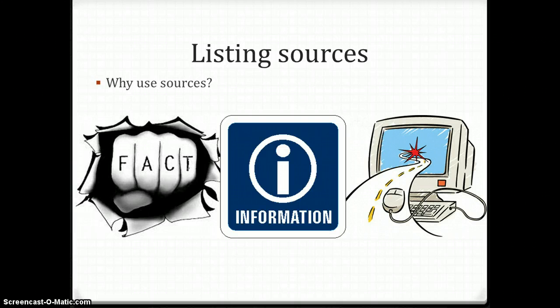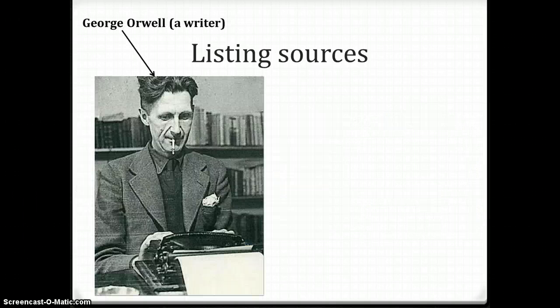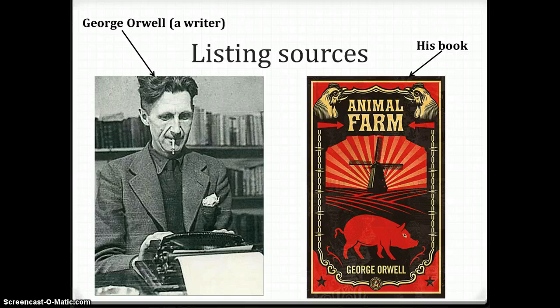Say that you're writing an essay on George Orwell's short novel Animal Farm. Say that you searched the internet and you found an article which contains some interpretations on Animal Farm, and you wish to make use of this article. What do you do? Well, you need to list that article as a source.